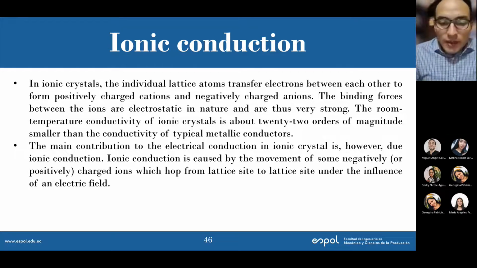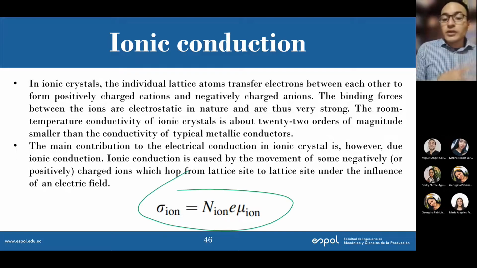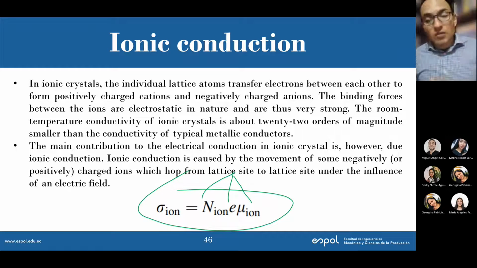Before doing that, let's see the equation, right? This relationship applies for everything, and the only thing that will change is the meaning of the terms, because electrical conduction is the number of charge carriers, the charge, and the mobility. In this case, if we're talking about ionic conduction, it's the number of ions that are able to hop from one lattice site to another, the charge of those ions, and the mobility of the ions. So same equation, same principle.